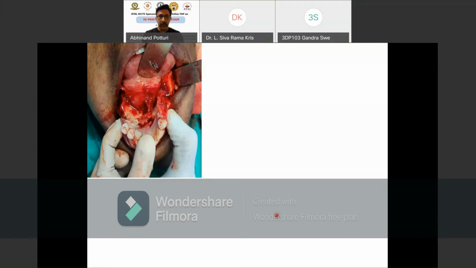This is what we do. This is what we see. So I want all of you to know these kinds of things happen and these kinds of things are done. Only then will you understand and be able to connect to the real need of 3D reconstruction and 3D printing in maxillofacial surgery applications.